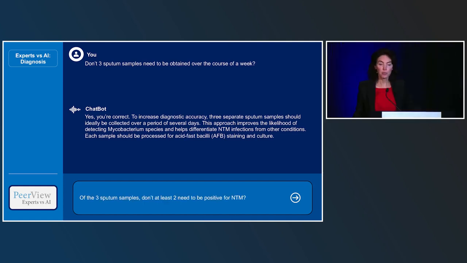Of those 3 sputum samples, don't at least 2 need to be positive for NTM?